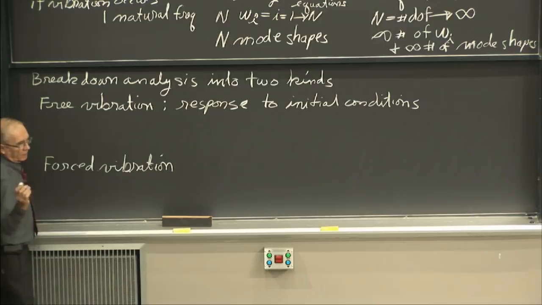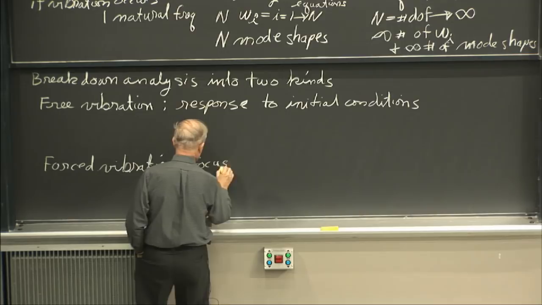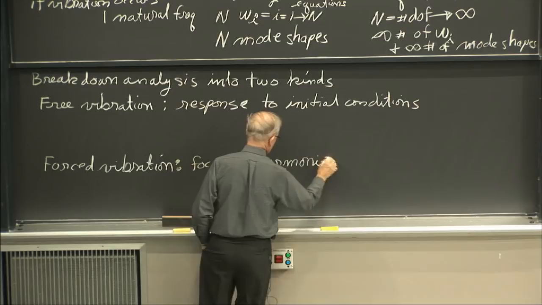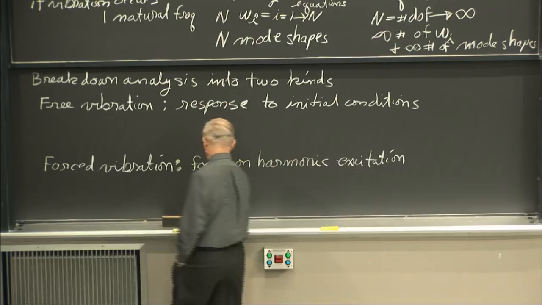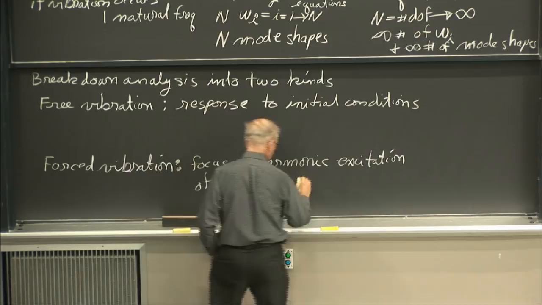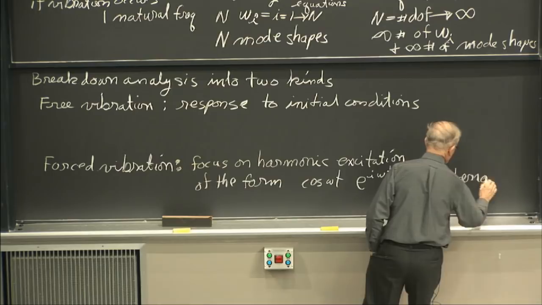Now, forces can come of all kinds. And for the purposes of this course, we look at a particular kind of force. So we focus on harmonic excitation. So excitation that is of the form cosine omega t or e to the i omega t. These are external excitations.